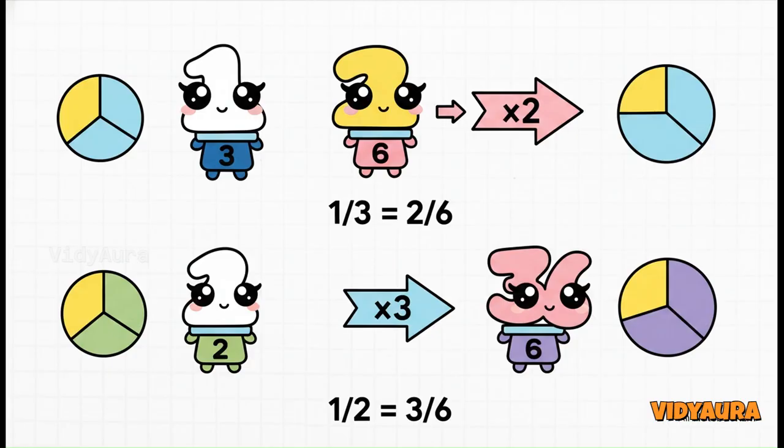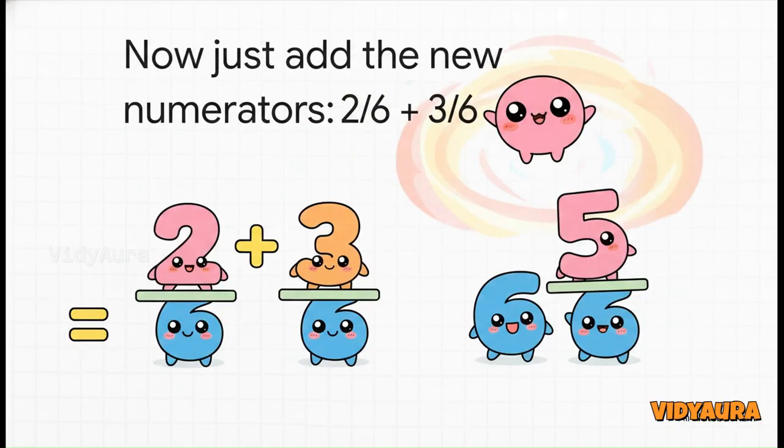We do the same for 1/2. To get to 6, we multiply by 3. So 1 times 3 is 3. 1/2 becomes 3/6. And now, the easy part, the fun part. Look, the denominators are both 6, so now we can just add the top numbers. What's 2 plus 3? It's 5. And the denominator? It stays the same. So our final answer is 5/6.